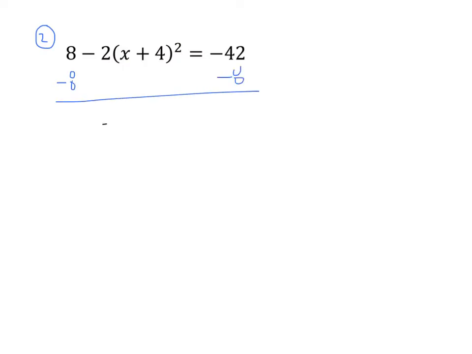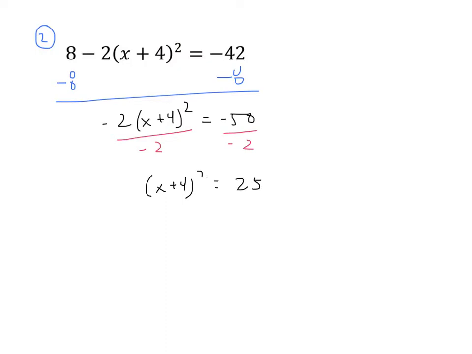Then I get negative 2 times x plus 4 squared equals negative 50. I still don't have this x plus 4 squared by itself. What would I do next? I would divide both sides by negative 2. So we get x plus 4 squared is equal to positive 25. Did you get that? If you didn't, go back and watch it again and make sure you can get this x plus 4 squared by itself. Pause it again and finish the problem.